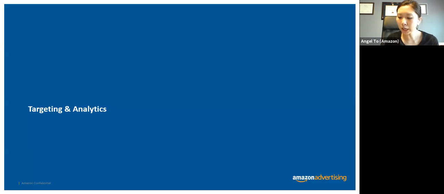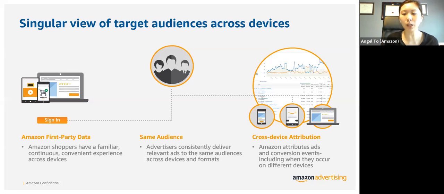Okay, so in the beginning, I talked a little bit about the Amazon customer and why it's a unique value prop with Amazon advertising. So I'm going to spend some time here talking about the data and how we do that. I'll start by talking about attribution and our reach.